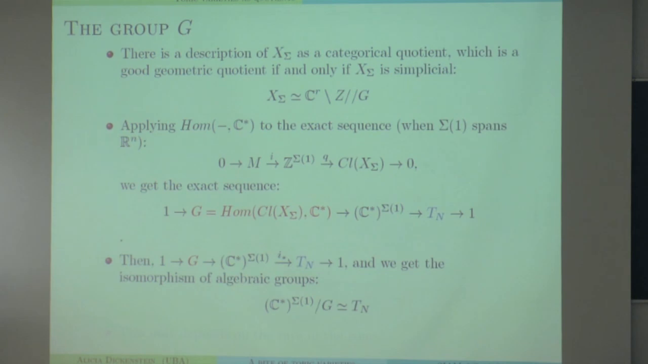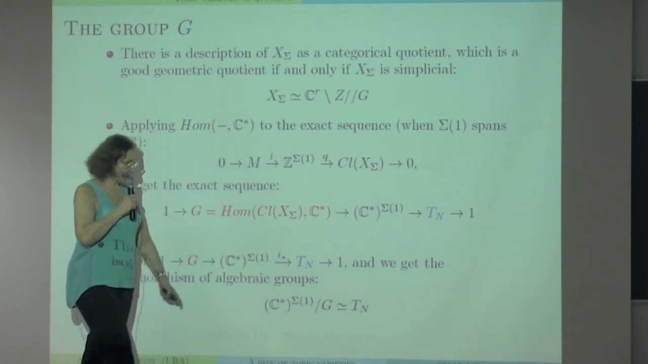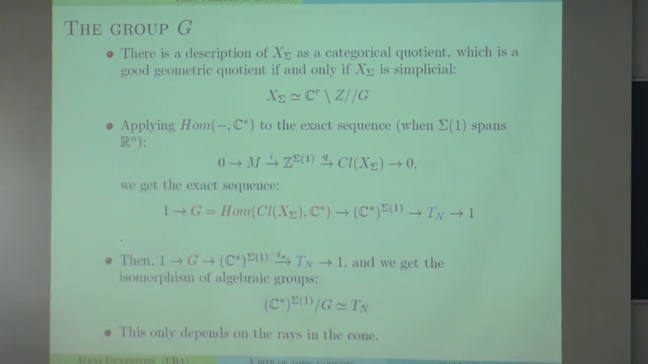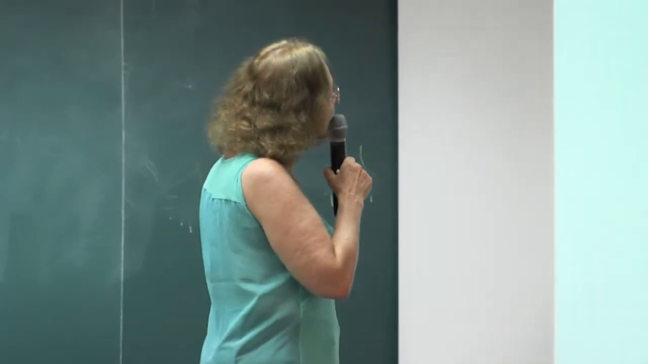Okay? And we get an isomorphism of algebraic groups like this. This is going to be the torus, and this is the G, which is there. And as I said, this only depends on the rays of the cone. But to define Z, I will use the combinatorics of the cones. How do I do that?